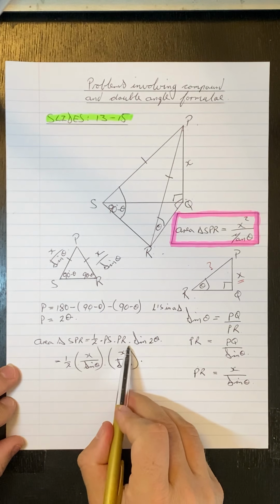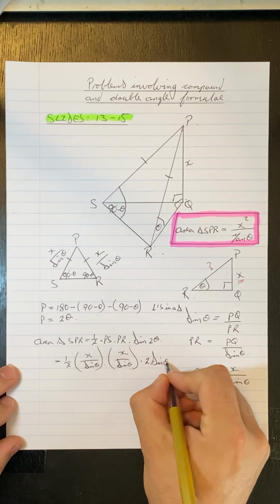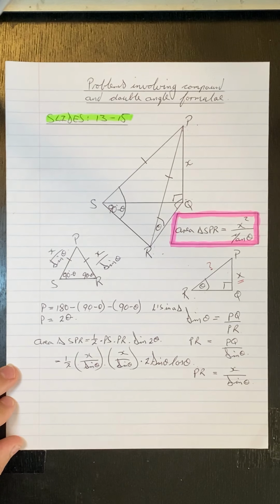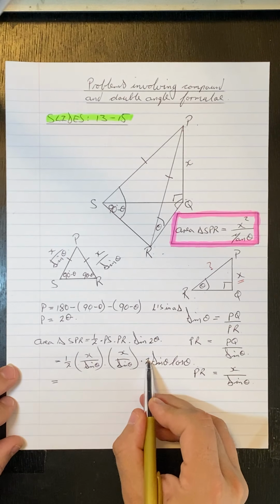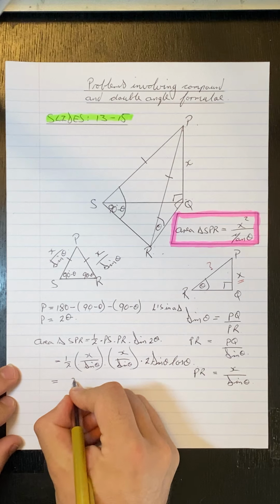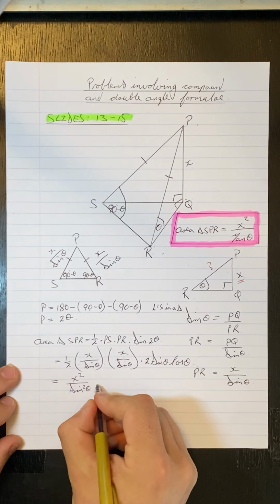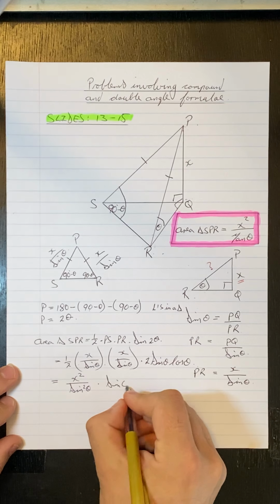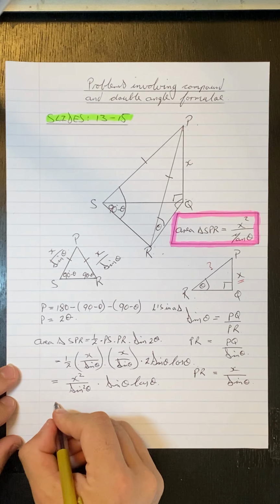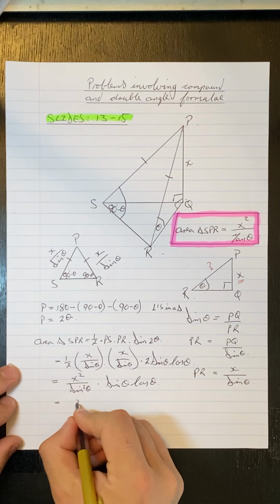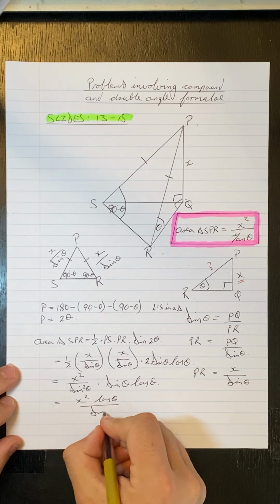Multiplied by, now what I can do here is I can expand my sine double angle. So I get 2 sine theta cos theta. I'm just going to simplify this. So the 2, or this half, will cancel with that 2, and we're left with x squared over sine squared multiplied by sine theta cos theta. That sine will cancel with one of the sines over there, and we are left with x squared cos theta over sine theta.